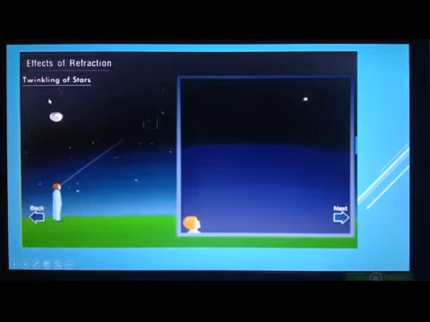Okay. Now this one is phenomena of refraction of light. So I think that's all for this part. So you can search more on the internet to understand.